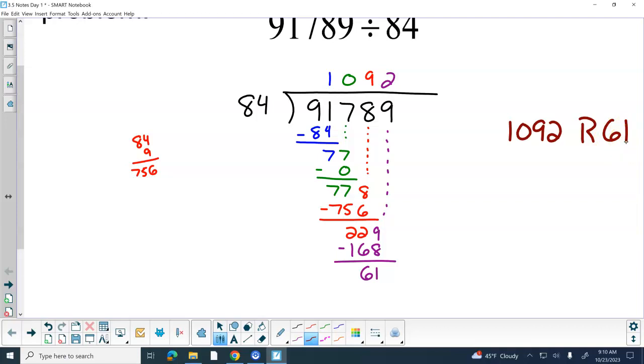Okay? The other option was we keep adding zeros until we get enough decimals for where we want to go on. Where we're going with this, we can't do that. So we're going with the remainder option.